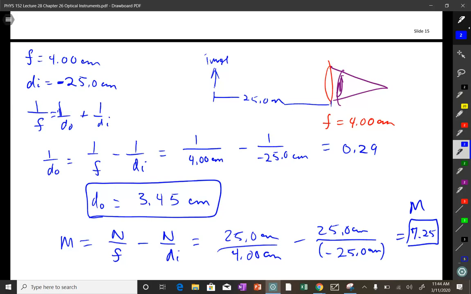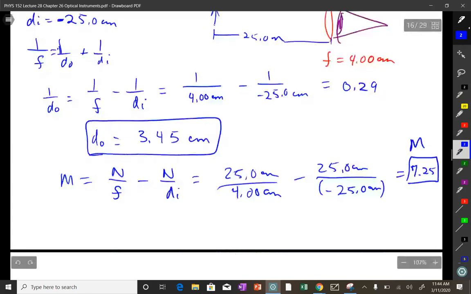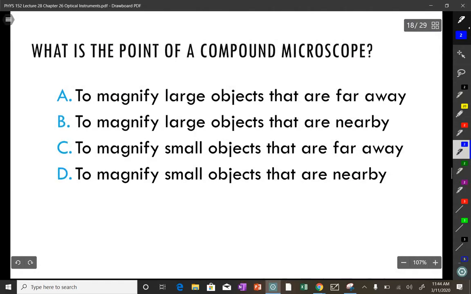N is the near point, which is 25 centimeters. Di is the image distance, which has the possibility of being positive or negative. And for every case in this, with the simple magnifier, it is going to be negative. I put in a second slide just in case we needed it.